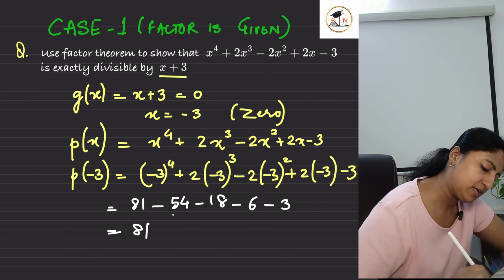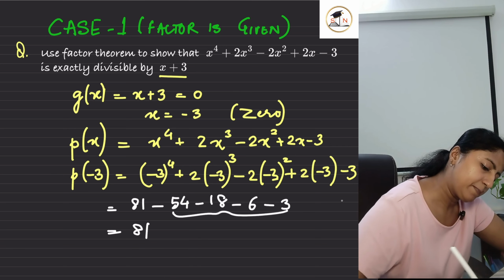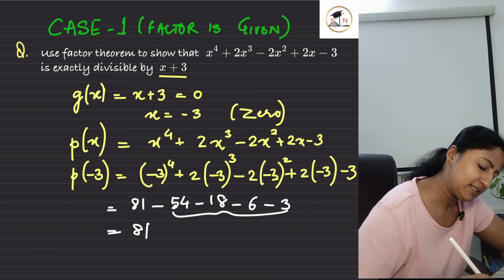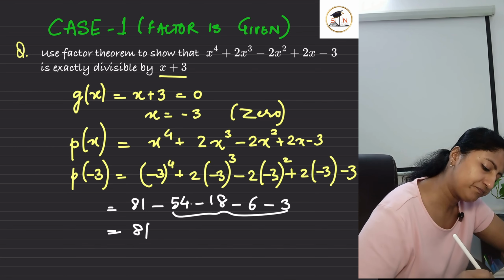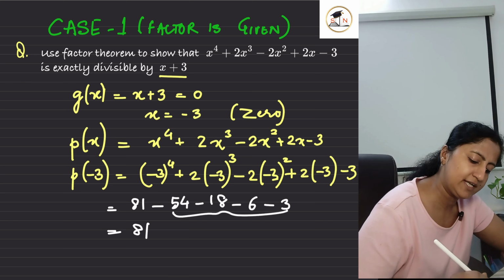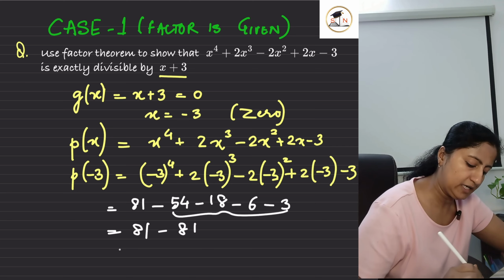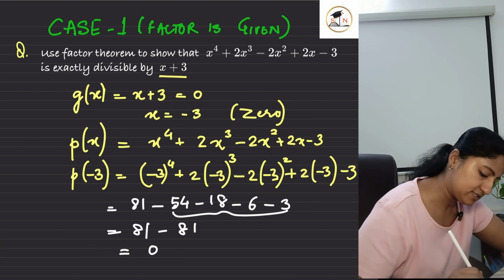Here we have 81. Now I'm just simplifying all the negative terms first. So we get 54 plus 18. That gives us 72. 72 minus 6, 78. And 78 and 3 is 81. So we are getting 81 minus 81, which is 0.